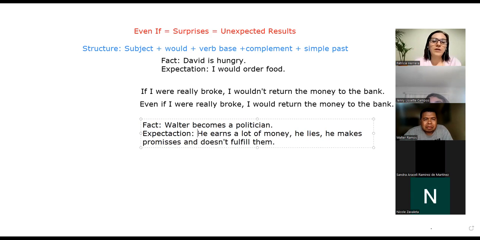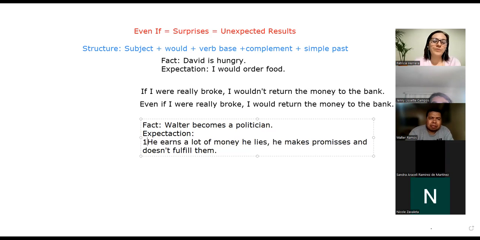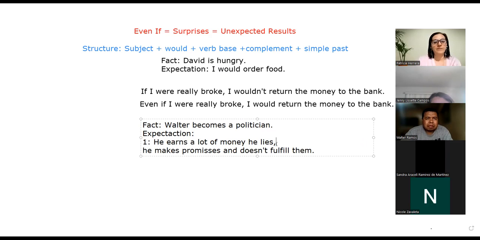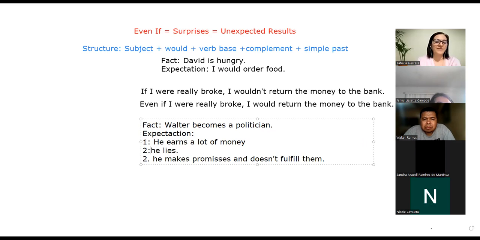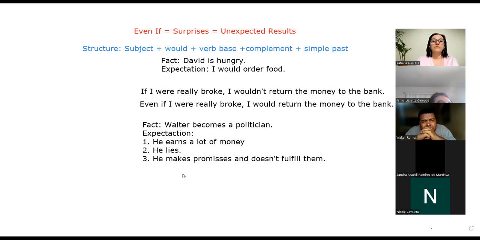So guys, I want you to do something, okay? You have three expectations here. Expectation one, he earns a lot of money. Expectation two is that he lies. Number three is he makes a lot of promises and does not fulfill them, right? So one, two, and three. Pay attention, guys, because you give me another one: he wants to stay in power for a long time.